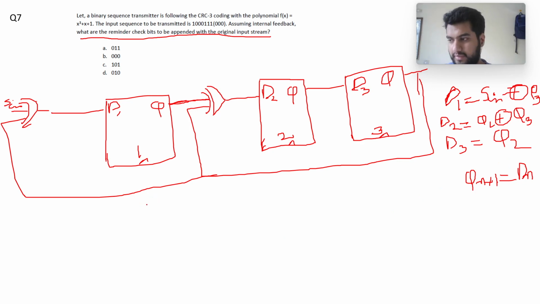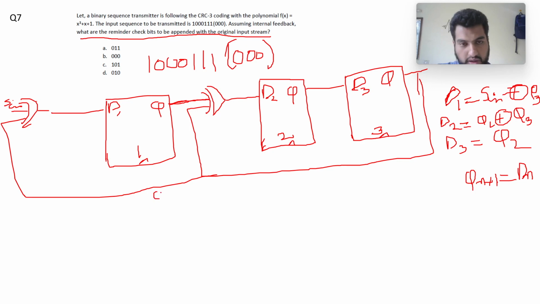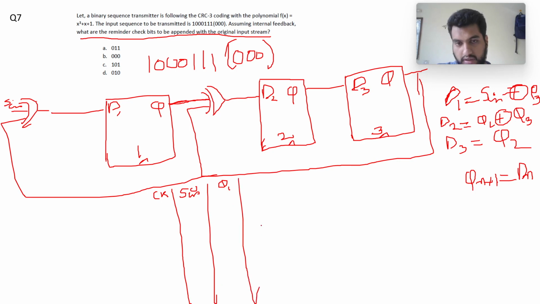Now let me just make the table. The transmitted bits here are 1 0 0 1 1 1, 1 2 3 4 5 6 7, and then we have the 0 0 0 which are applied at the end. Here we have clock, I'll just write CK. Here I'll write S in. Here I'll write Q1. Here I will write Q2, and here I will write Q3.